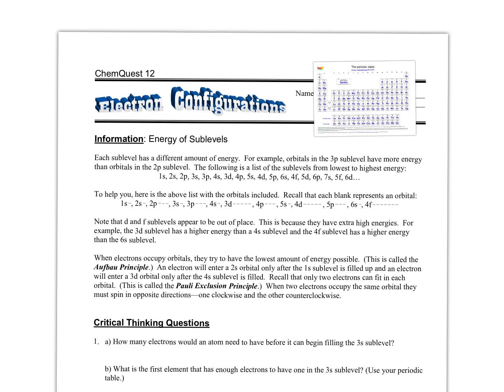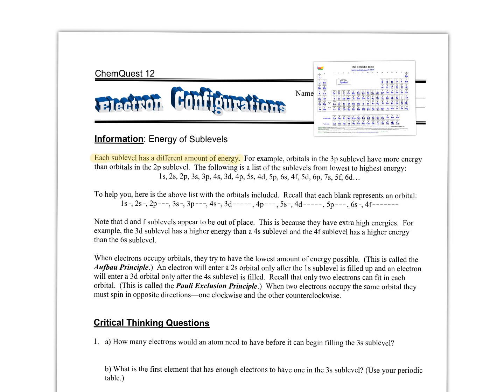Chem quest number 12, electron configuration. So the first thing we want to do is go through the information that they give us. It says each sublevel has a different amount of energy. So that's something that's important. So I would underline that.